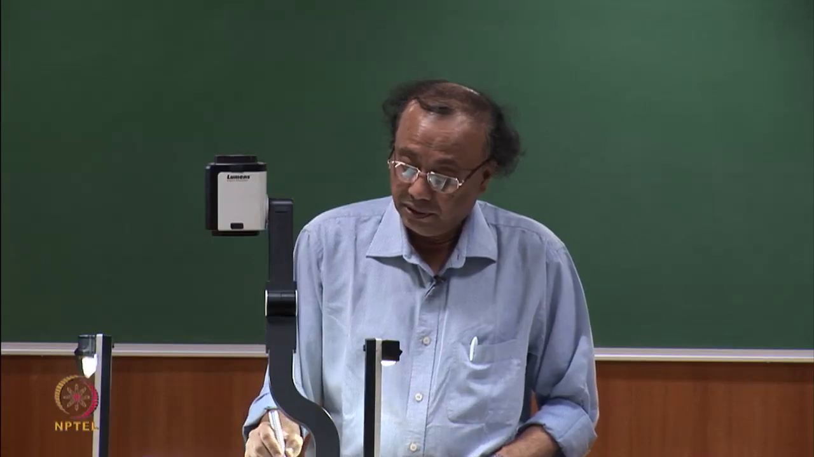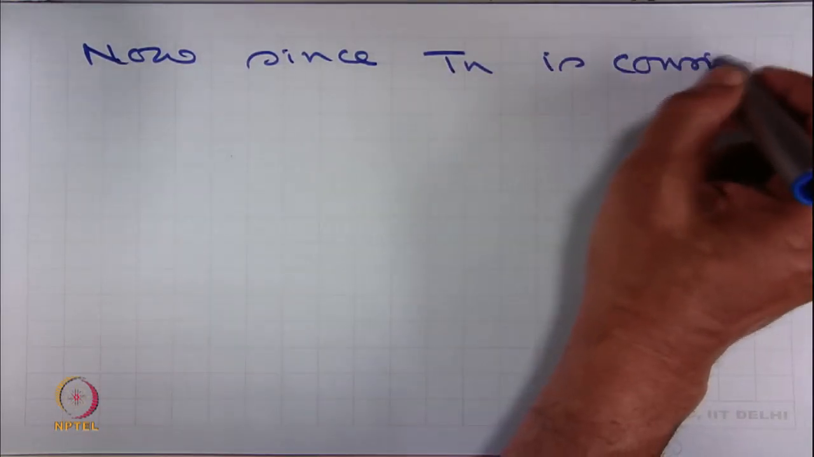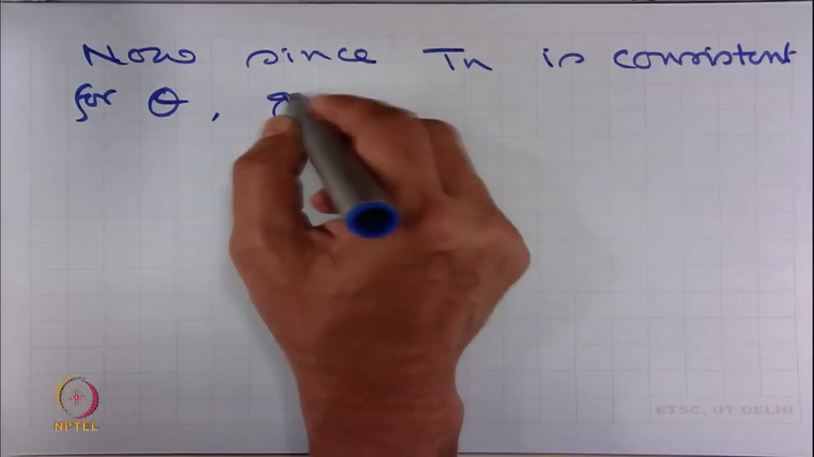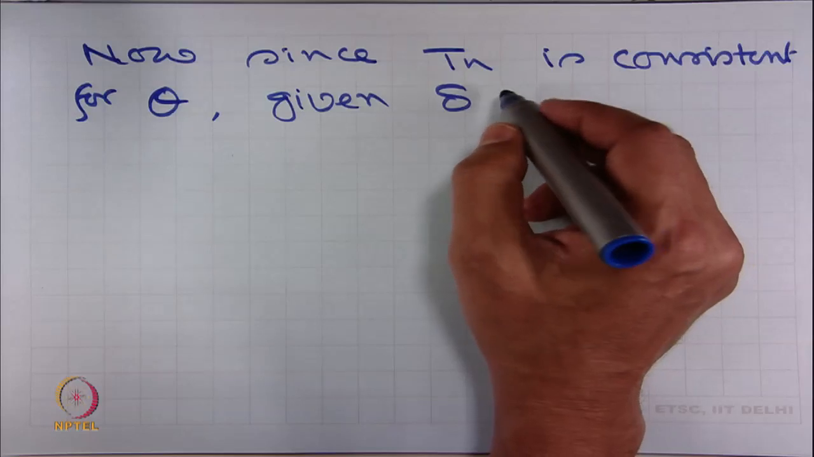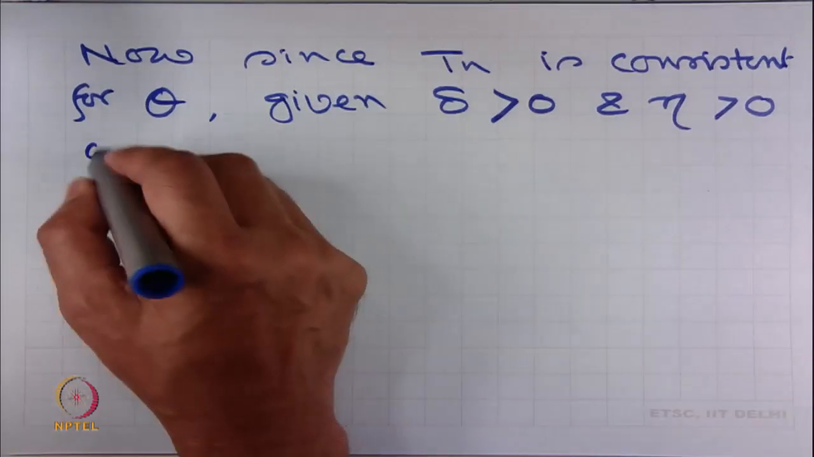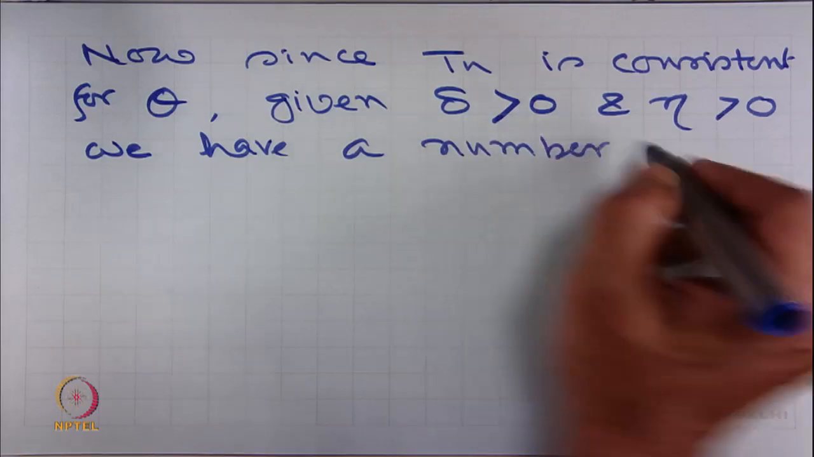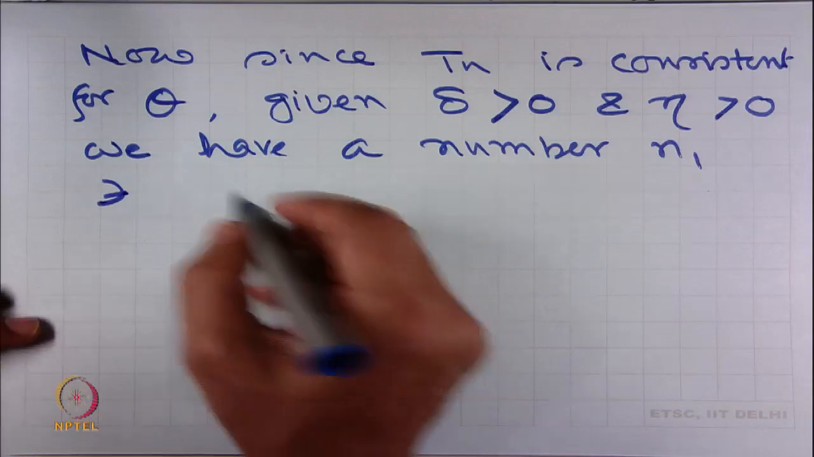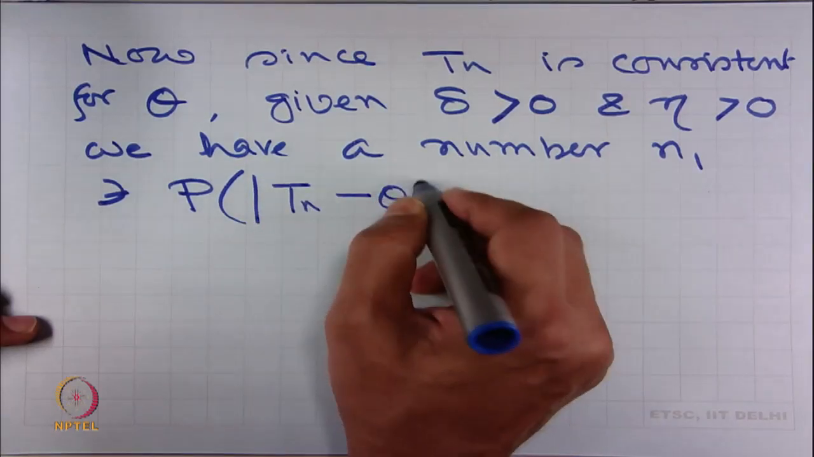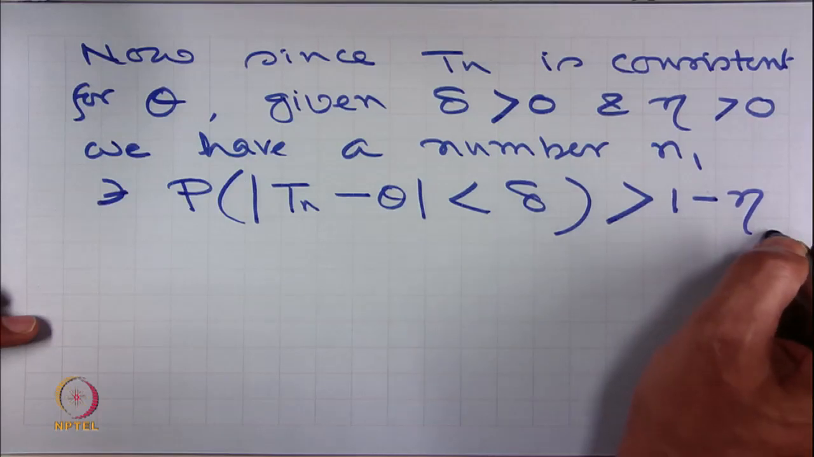Now, since T_n is consistent for theta, given delta greater than 0 and eta greater than 0, we have a number n1 such that probability modulus of T_n minus theta less than delta is greater than 1 minus eta.